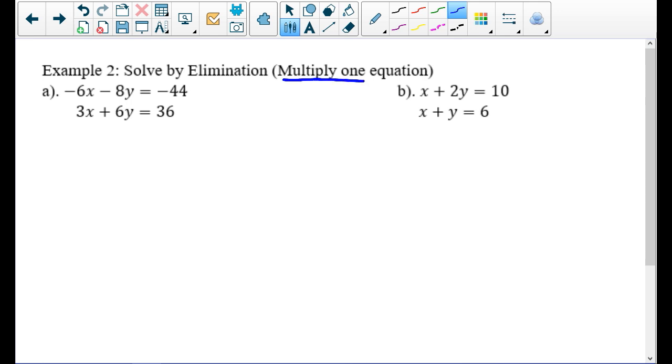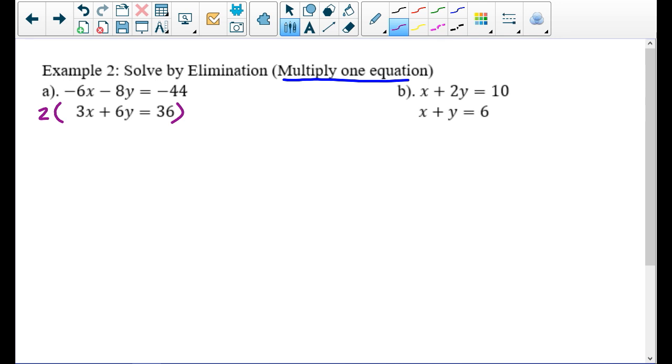Now, in this case, I need to multiply one of the equations so that when we add these together, they cancel out. When I look here, they're set up already in the right order: x's, y's, and a number. I need to get these numbers to match up, one positive, one negative. So you can see here, 6 and 3. 3 goes into 6 evenly. So if I take this bottom equation and multiply everything by 2, and I have to multiply everything, that's why I put parentheses around it. Everything gets multiplied by 2, then I'm going to have something that can cancel out.